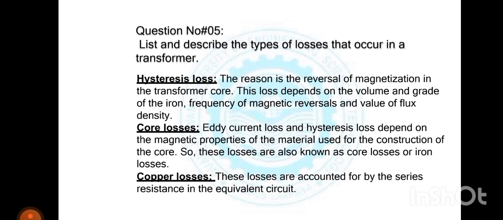Core losses. Eddy current losses and hysteresis losses depend on the magnetic properties of the material used for the construction of the core, so these losses are also known as core losses or iron losses. Copper losses. These losses are accounted for by the series resistance in an equivalent circuit.